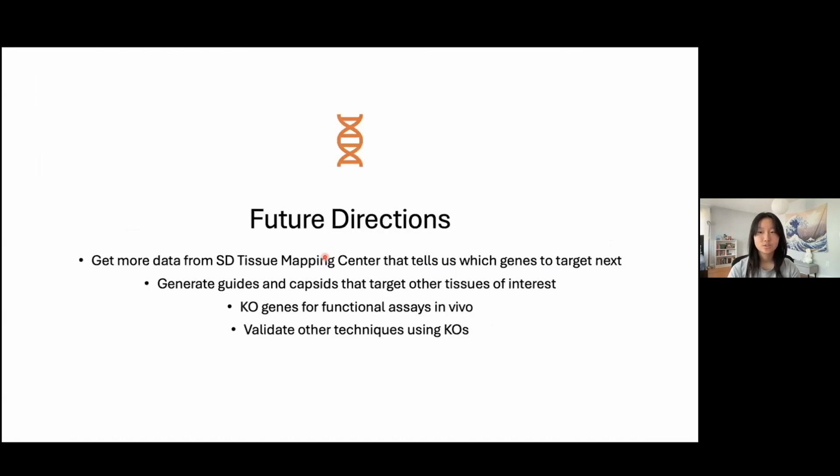And so some future directions we could take would be to get more data from the SD Tissue Mapping Center that'll tell us which genes to target next. We could also generate guides and capsids that target other tissues of interest, because currently we're only looking at the liver, but we could also target other tissues like the mammary gland or the colon, like I mentioned previously. We can also knock out genes for functional assays in vivo and validate other techniques using knockouts.